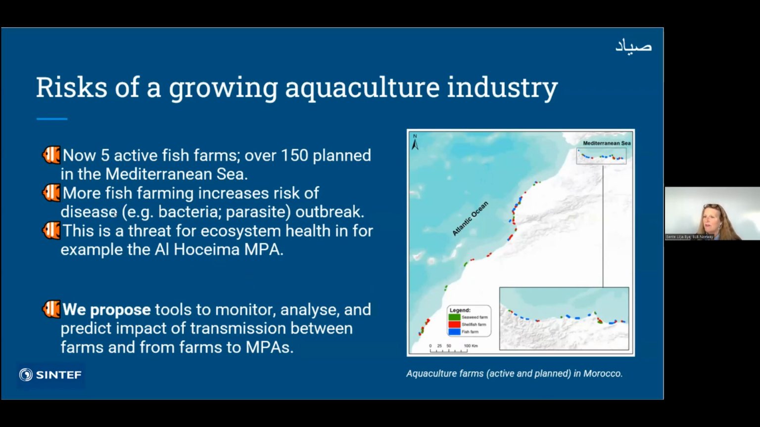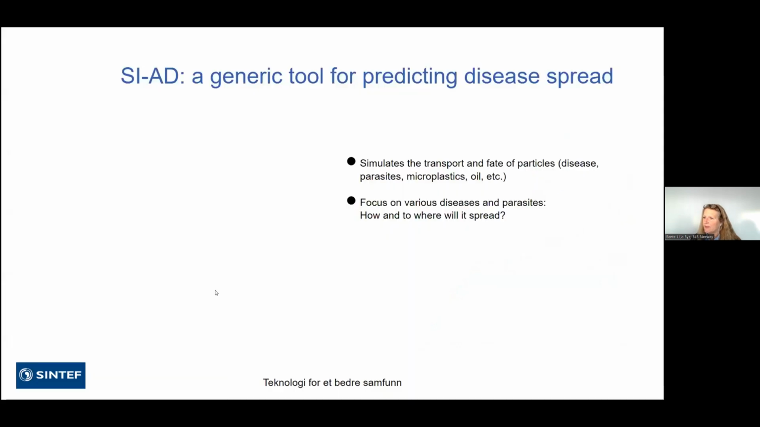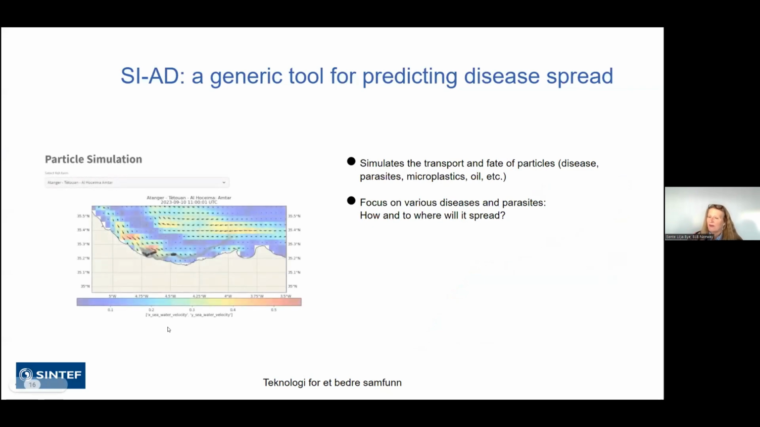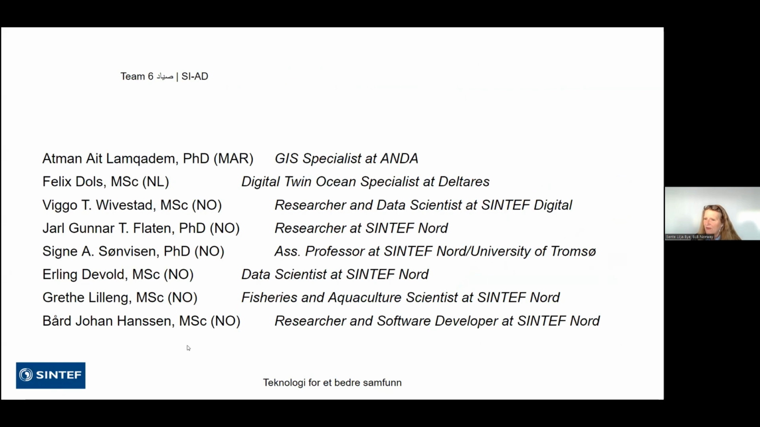Disease is a key component. So what they did was develop a way of monitoring the transmission of disease between farms, from farm to farm, and also to marine protected areas. And so the tools that they made, this is a simulation, and I could have shown similar pictures from Norway. I chose this one, and thanks to the very capable group of SINTEF and the locals in Morocco, you see here how you can simulate the transmission of various diseases and parasites. So you can look at where they spread. This is the team, a very capable team.